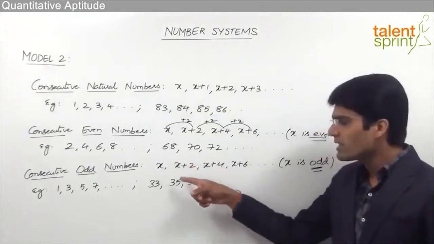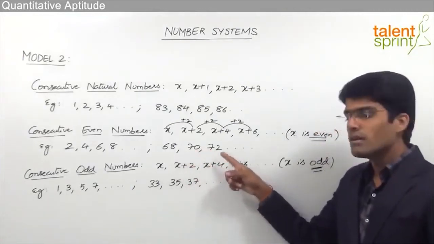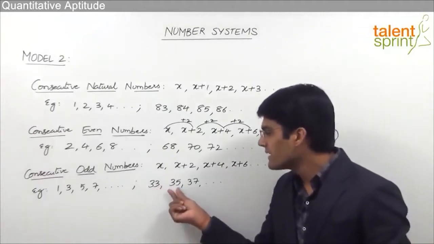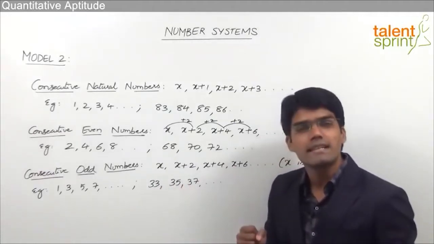Plus 2 gives the next number, again plus 2 on the next number gives the third number, plus 2 on the third number gives the fourth number and so on. For example, 33, 35, 37. These are three consecutive odd numbers.